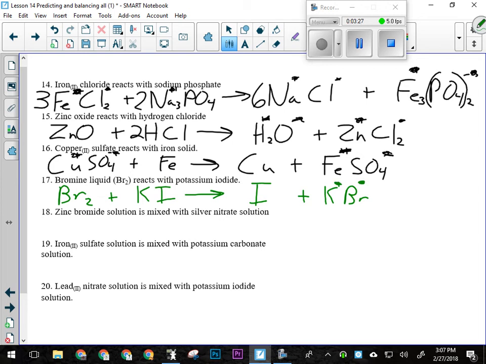Is iodine special? Yes, and that's one of the things we always have to watch for in a single replacement reaction, is we could produce a special element, same as in a decomposition reaction. Now I've got to go back and balance everything. So I'm going to start with iodine. I need a 2 here to balance the iodine, but that gives me 2 potassium. So I got to go over here and balance my potassium. That gives me 2 bromine, and there's 2 bromine over here. So I'm done.